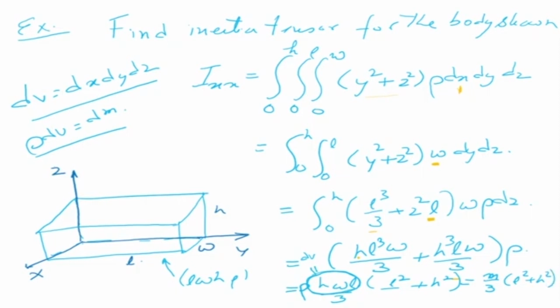Now you can similarly compute Iyy and then Izz. So we can get Ixx, Iyy and Izz. Similarly, we can also compute the cross products of inertia. Okay, so what I will do is write it down so you can compute and see for yourself. Iyy is equal to m by 3 into w squared plus h squared, and Izz is equal to m by 3 into L squared plus w squared.